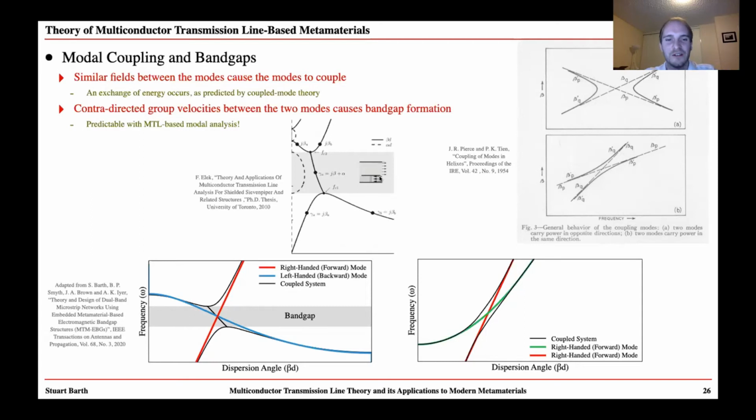So this exchange of energy has a number of applications in modern metamaterials. So that's how band gaps are formed as a result of the coupling of right-handed and left-handed modes, as shown in the bottom left figure. But importantly, we also see that in the coupling of two right-handed modes, as shown in the bottom right-hand figure. So we might not see a band gap formation in this case, but there still is an exchange of energy, and we can utilize this phenomenon to create some interesting metamaterial behaviors.